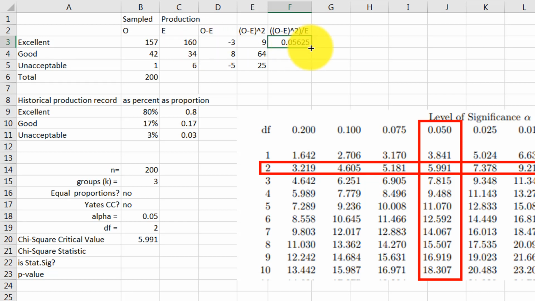And I'm going to go ahead and click and drag that down to find out the expected contribution into the chi-square for the other values. And now we have those.